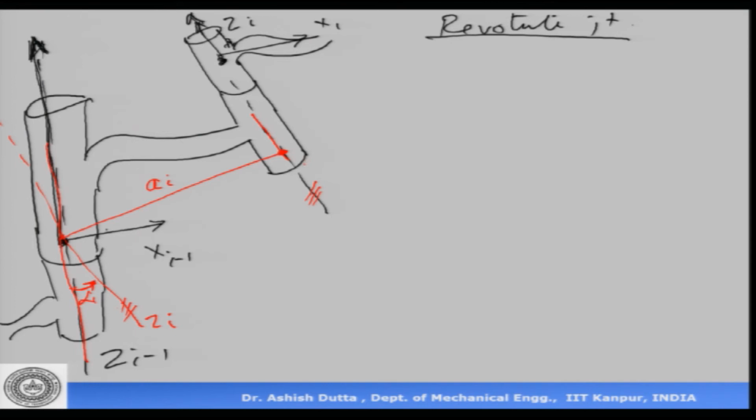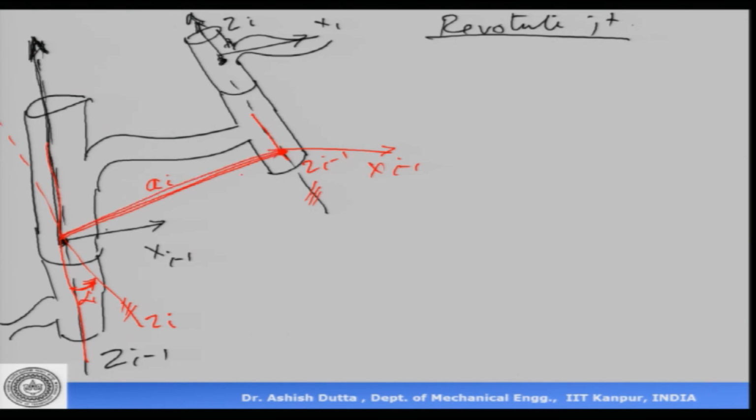So, my new z i minus 1 is here because it is aligned with z i, and the origin has moved from here to here. So, the origin is also here, but my x axis is in some other direction. So, x i minus 1 is here. So, this involves two operations. One is rotating z i minus 1 by an angle alpha, and then moving the origin by a distance a i from here to here.